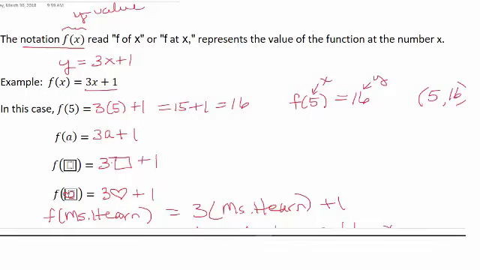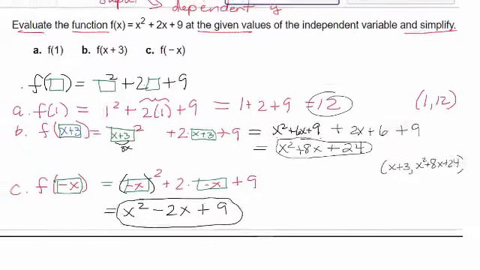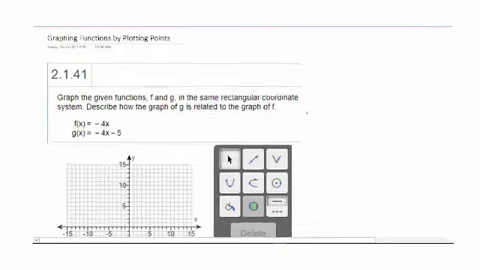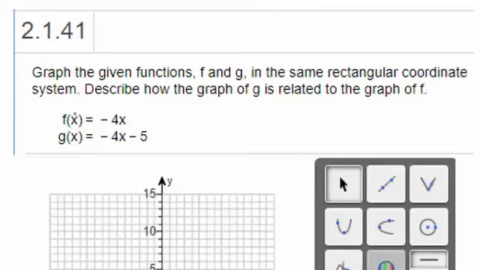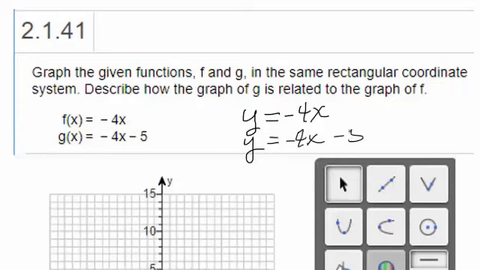Now we're going to talk about graphing functions by plotting points. It says graph the given functions f and g. So it's not only f of x, we can actually give any letter name. We commonly use g, h, j, k. When we have to talk about two different functions in the same scenario, then we'll give two different names so we can distinguish between the two. It's sort of an advantage instead of having to use y equals negative 4x and y equals negative 4x minus 5, where we might get the two y's mixed up. Really, these two notations are just y values.